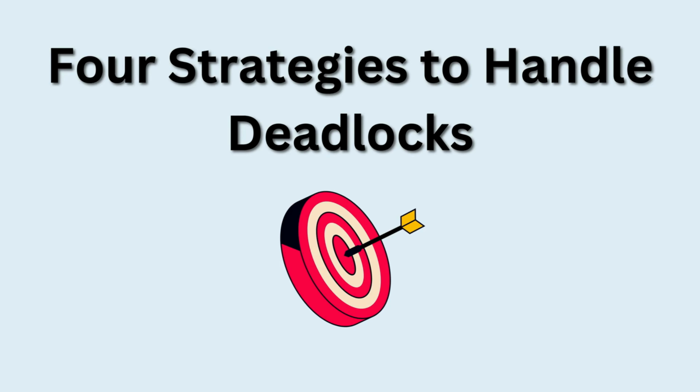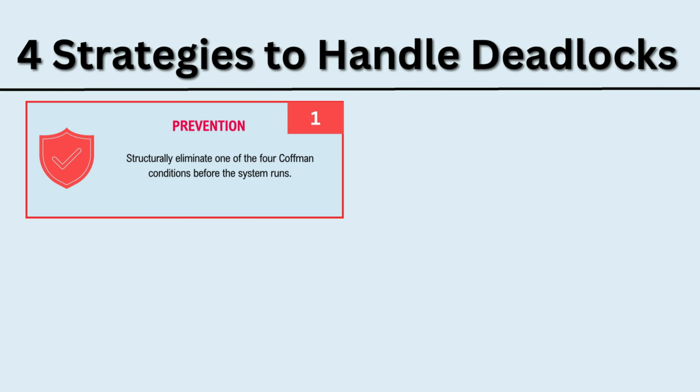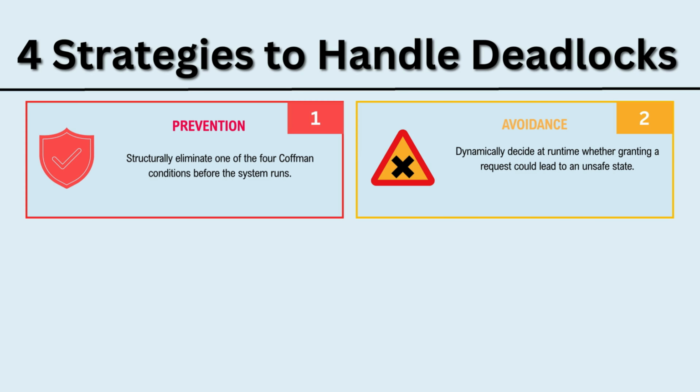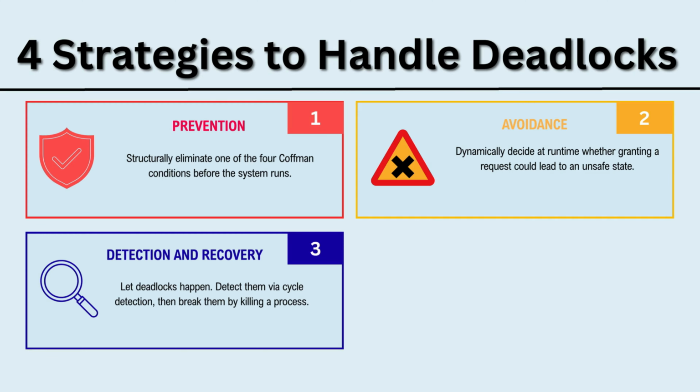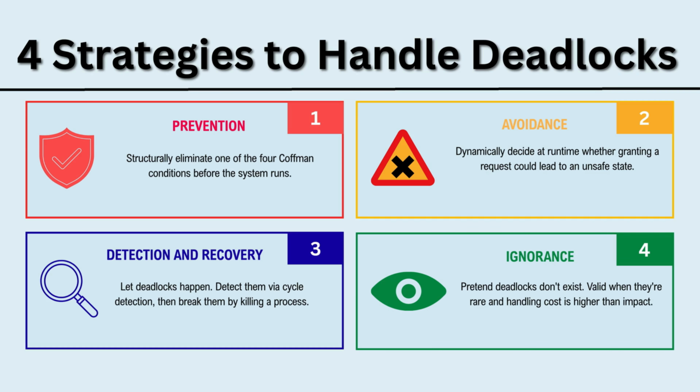Now, let's talk about what you can actually do about deadlocks. There are four broad categories: prevention, structurally eliminate one of the four conditions before the system even starts running; avoidance, dynamically decide at runtime whether granting a resource request could lead to a dangerous state; detection and recovery, let deadlock happen, detect it when it does, then break it; and ignorance, which means pretend they do not exist.